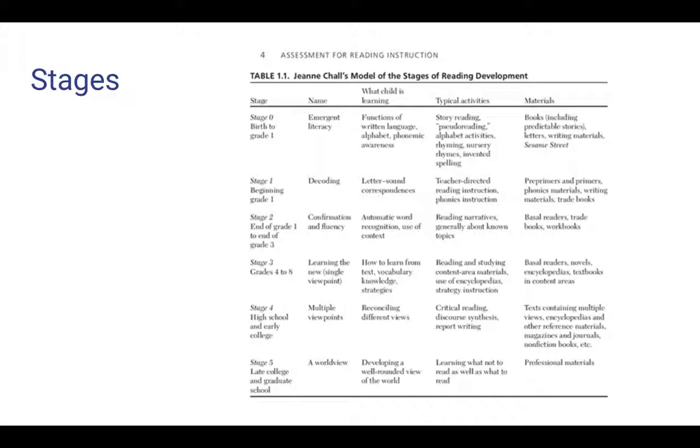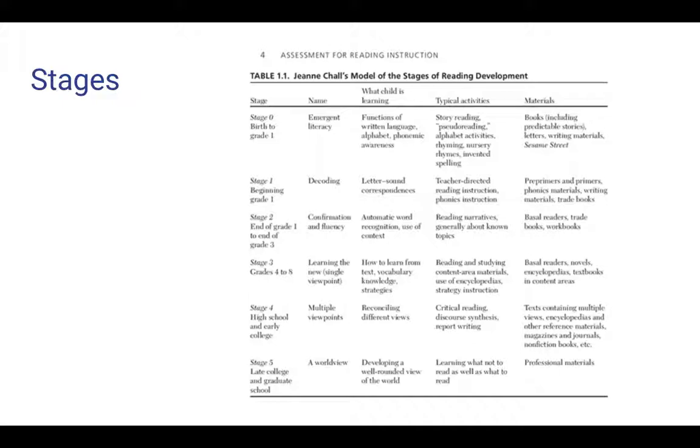This one on the screen that you see right now is Jean Chall's model of reading stages. Using something such as this would allow a teacher not only to identify what a student can't do, so what their deficit is, but perhaps what steps the students must develop in order to better perform the desired reading task.